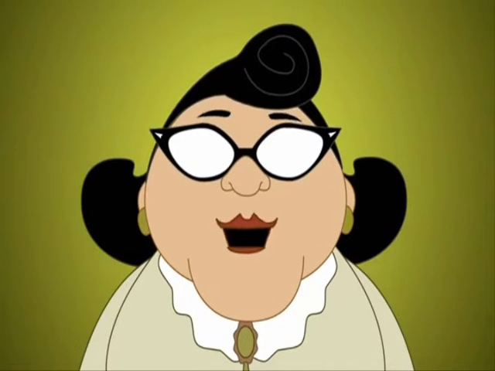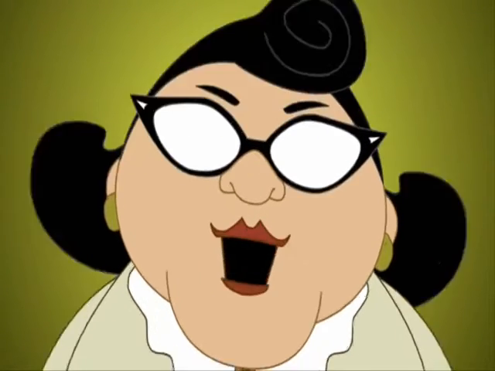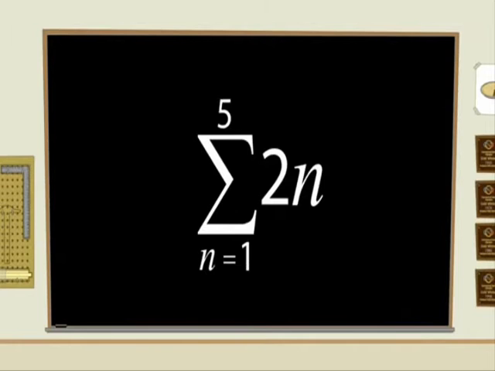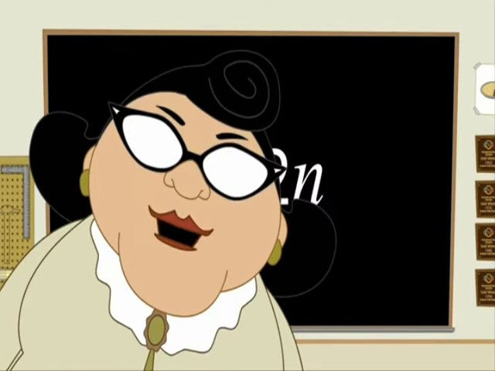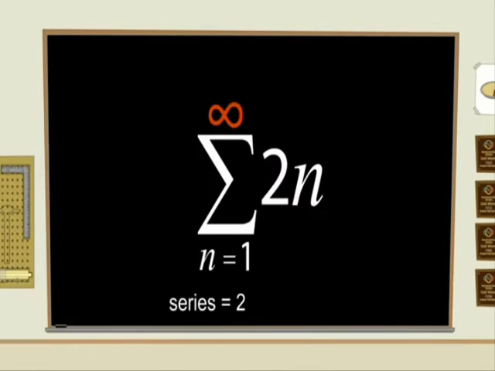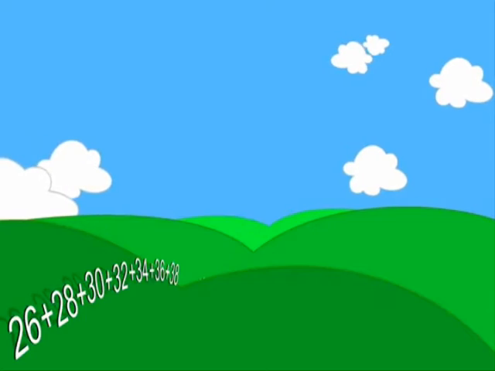What if instead of stopping when n equals 5, we went on forever? In this case, instead of the 5 at the top, we would put a little infinity sign. This would then be an infinite series. Now we would keep adding terms forever.